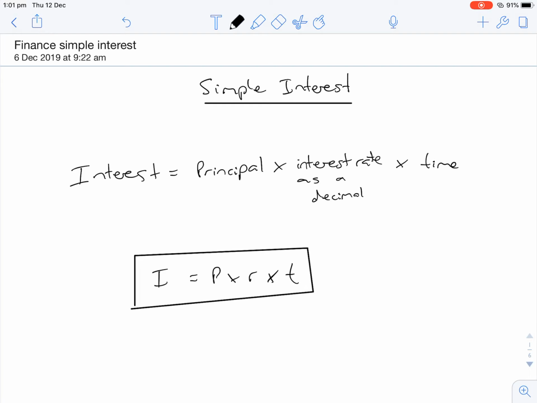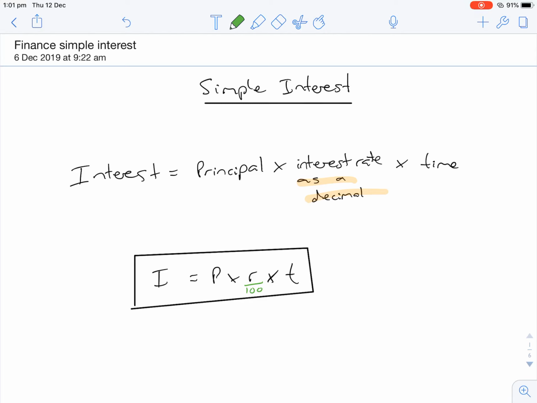The formula will give you the interest, and it's basically your principal, which is your starting amount of money, times your interest rate, which must be recorded as a decimal. So if you think you're likely to forget that, then on your formula, maybe put the divide by 100 to remind yourself to do that, and then times time.